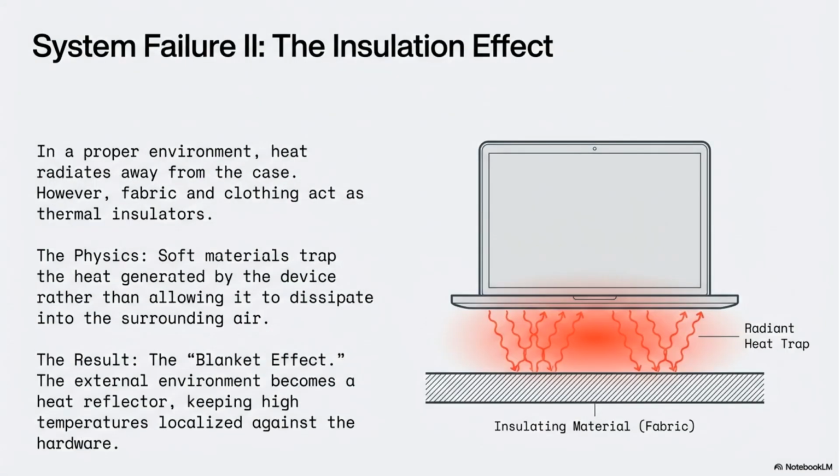System failure 2 is the insulation effect. In a proper environment, heat radiates away from the case. However, fabric and clothing act as thermal insulators. Soft materials trap the heat, preventing it from dissipating into the surrounding air, which creates a "blanket effect" and keeps high temperatures localized against the hardware.